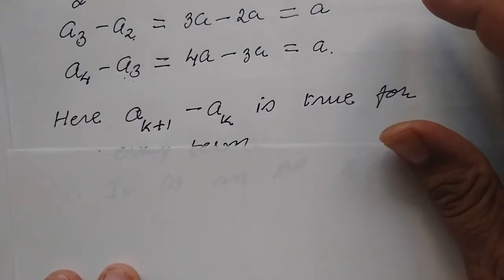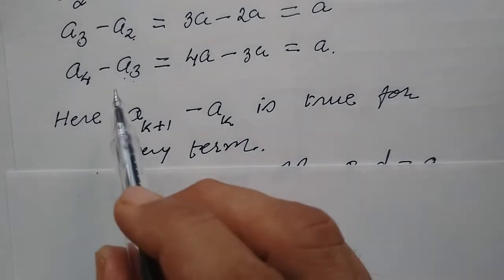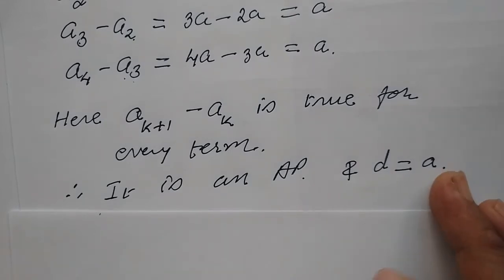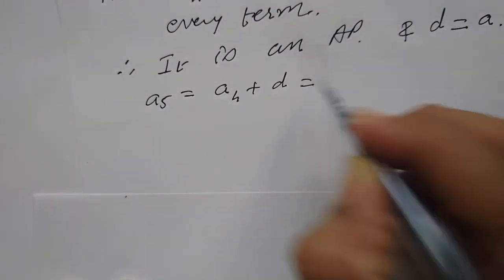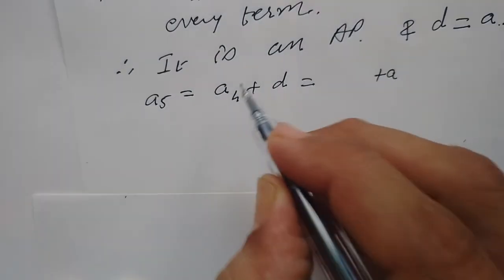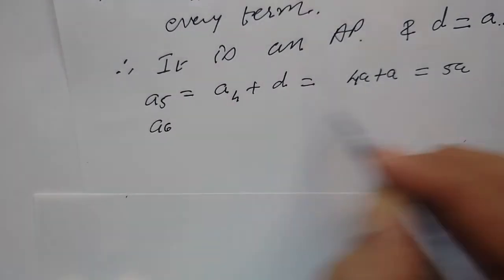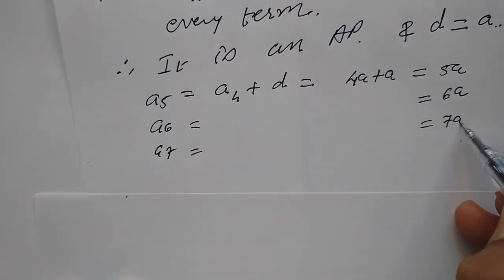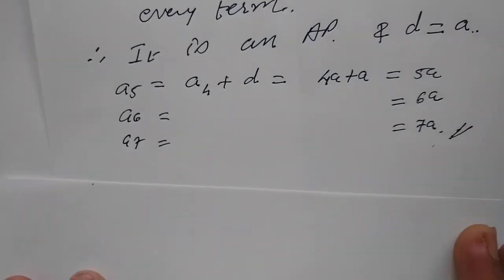Now children, see. Here AK plus 1 minus AK is true for every term. Up to A4, true for every term. Therefore it is an AP, and D is equal to A. Now find out 3 more terms. A5 find out. It is what? A4 plus D. D is what? A. What is A4? A4 is 4A. So 4A plus A, 5A. A6, here you can write out. It is 6A. A7, it is 7A. So these are the 3 terms. So here it ends your answer, children. Okay.